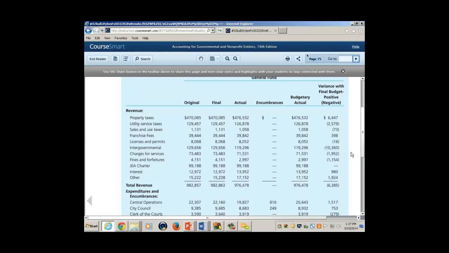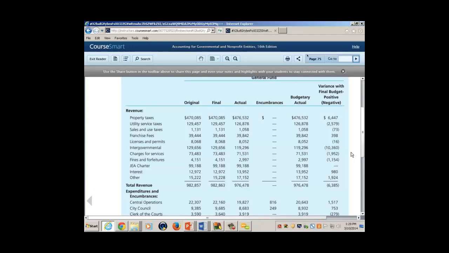What is actual? What you actually spent, right? Hold on to the encumbrance, we'll talk about that. And you now have the budgetary actual, and what is that variance column, that final budget, positive, negative? What does that mean? It's the difference between the what? Take a look at it. Tell me, what do you think it is? Is it between the original and actual or final and actual? Final and actual. This was your variance.